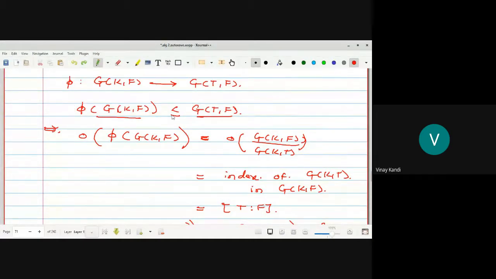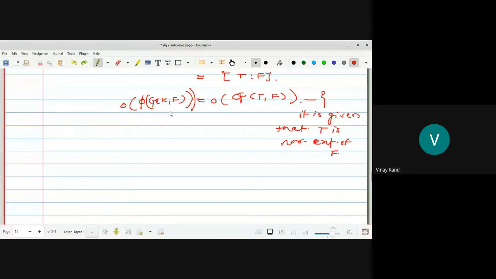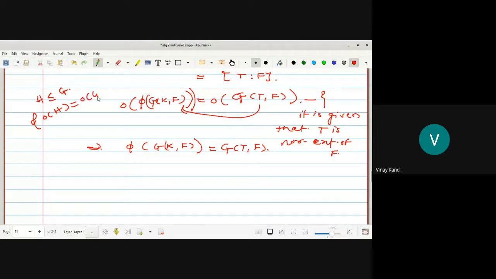Hence, this implies phi of GKF is equal to GTF. It is a subgroup of this, but the order is equal. If H is a subgroup of G, and the order of H is equal to the order of G, that implies H is equal to G. So here we get phi of GKF is equal to GTF. Give it as equation number 2.